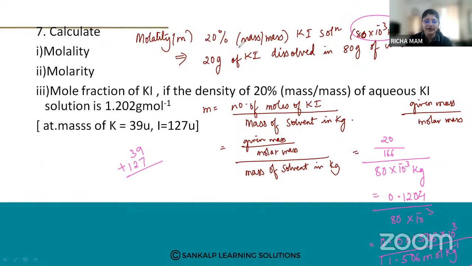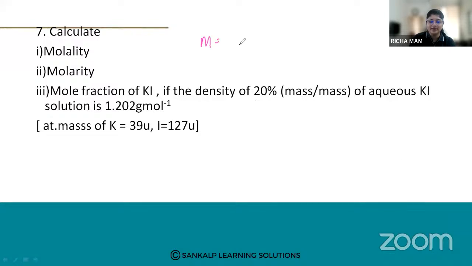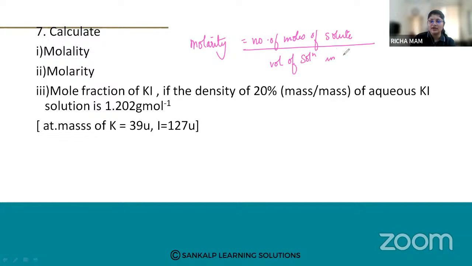Now what do you mean by molarity? Molarity is number of moles of solute divided by volume of solution in liter. Now, what all things are given? Density is given, right? We want the volume of solution.